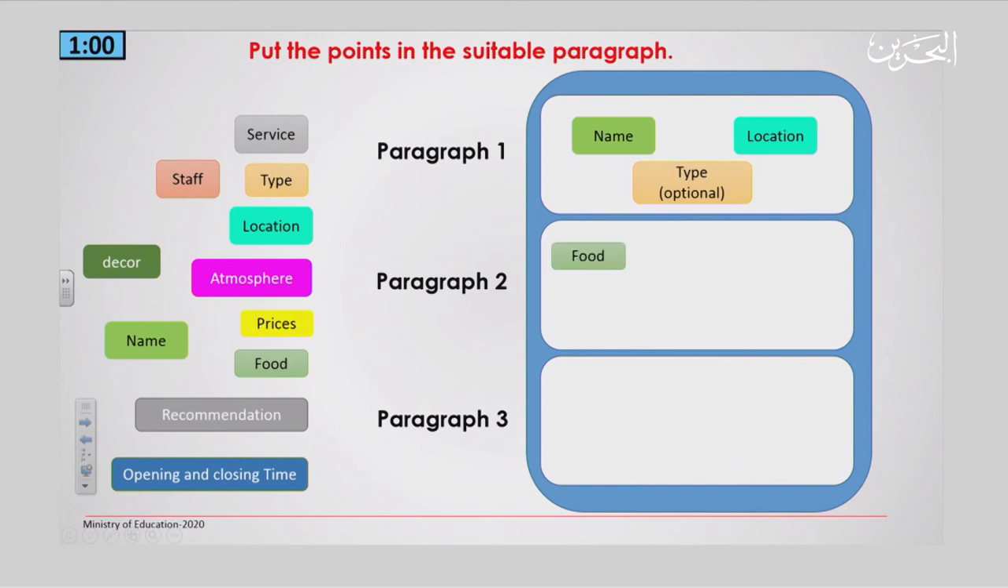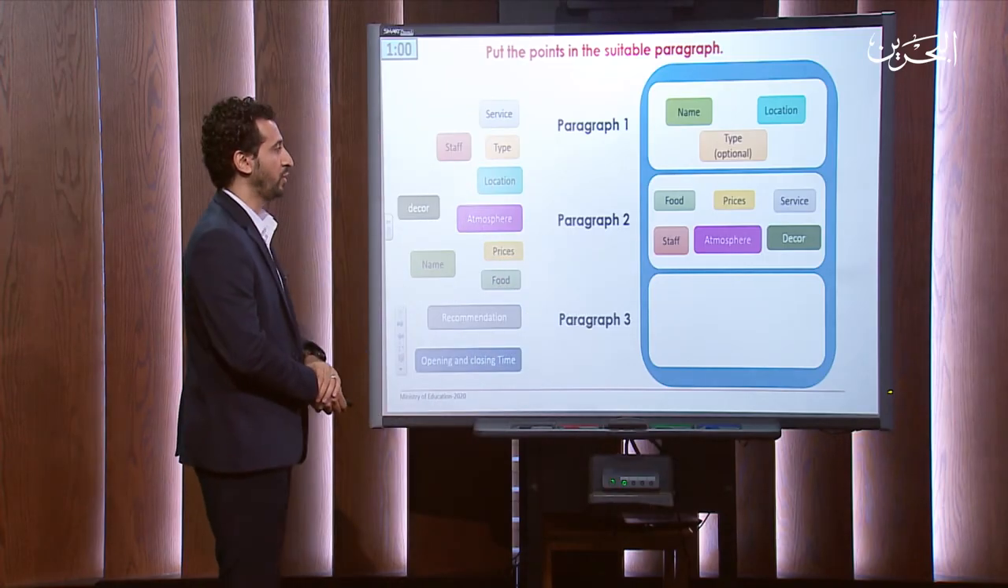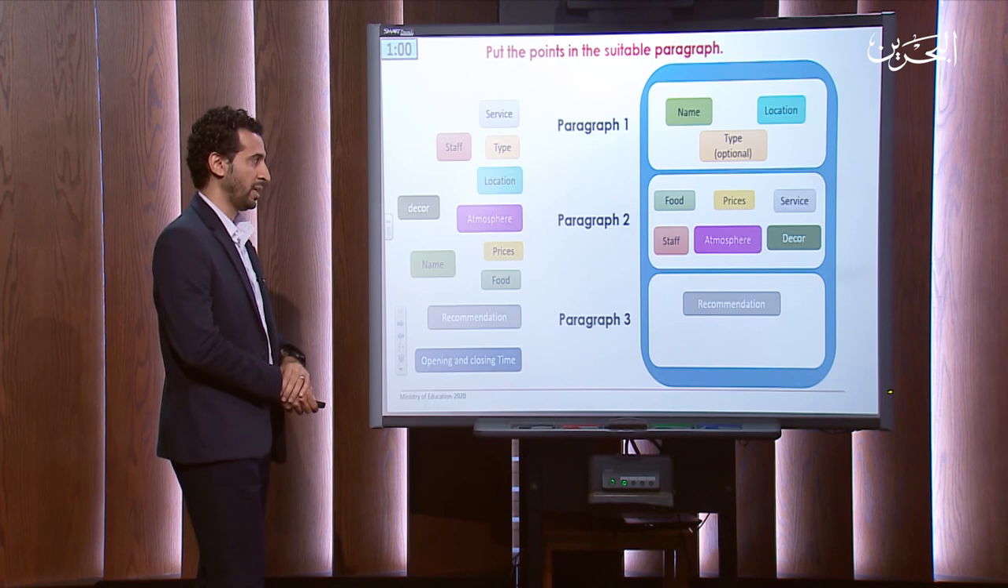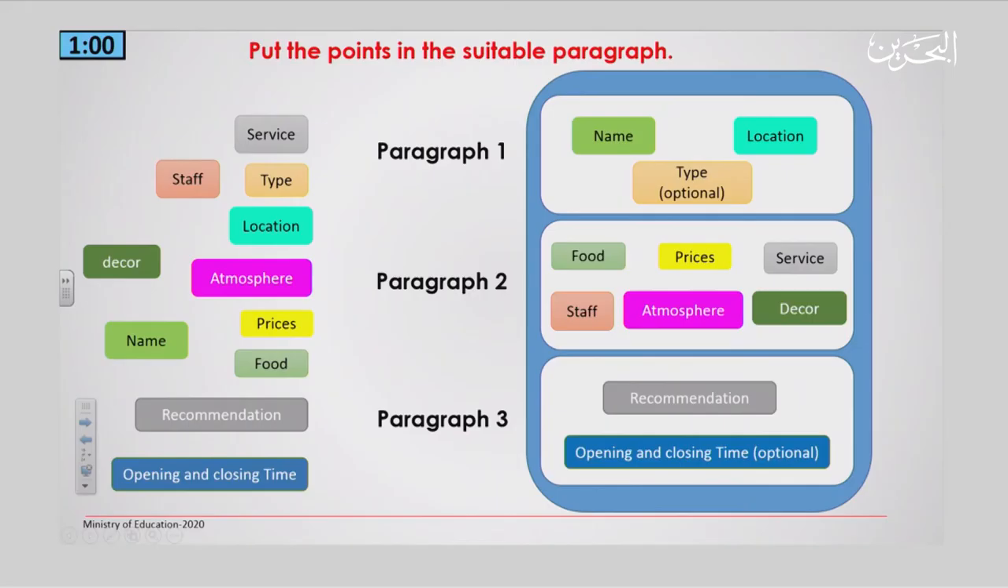Now, what about paragraph 2? Food, staff, service. So all of these things are related to paragraph number 2. Now we can also add atmosphere in the same paragraph, and decor, prices. All of these things are related or can be written in the second paragraph of the restaurant review. Now what about paragraph 3? We are left with 1, which is recommendation. And of course you can also add the opening and closing time, but it's optional.